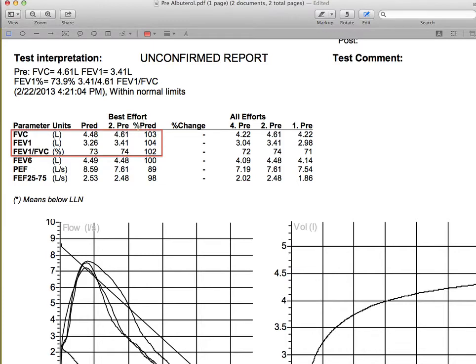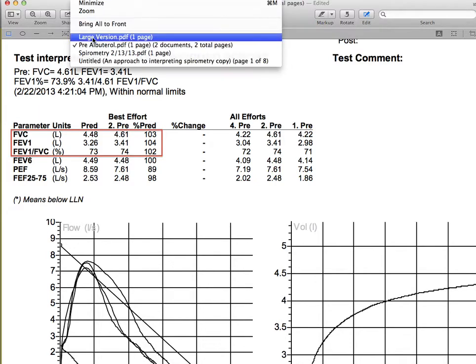And then this is the percent of the predicted value. So 4.61 liters is greater than 4.48 liters, and so this is 103%. Does that make sense? Each of these 3 is actually greater than the predicted value. And so right there you might conclude that this is a normal reading, because it's within the normal range.